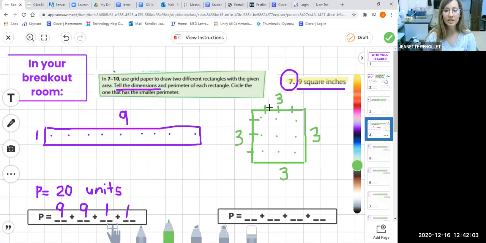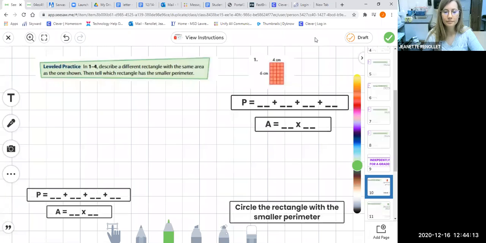To add our perimeter together, they would add length plus width plus width. 3 plus 3 plus 3 plus 3. When you add all the side lengths together, we get the distance around the shape. That's perimeter. 4 groups of 3 is 12 units. Please check your work.